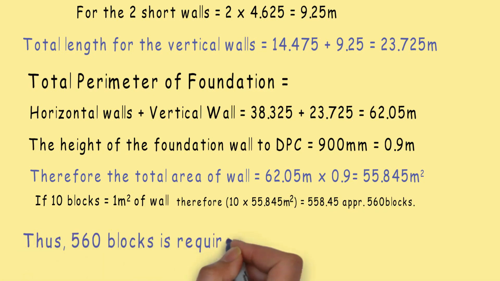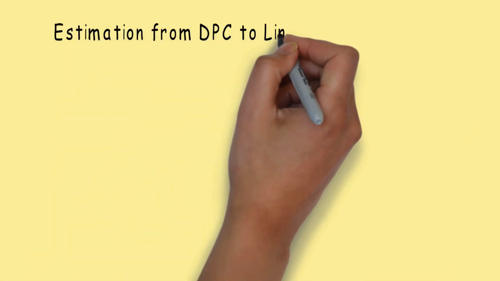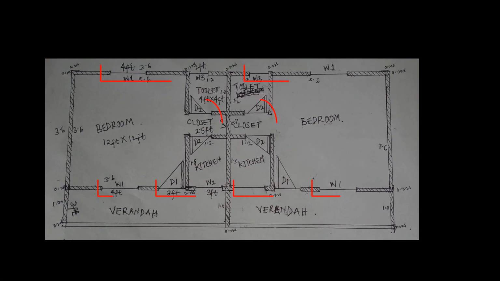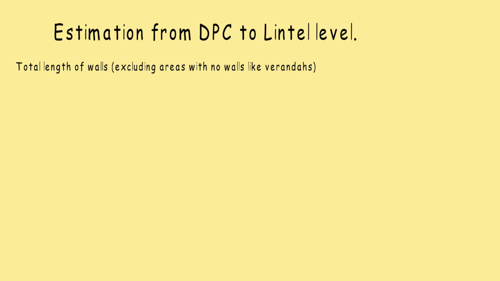DPC to lintel level now. At this stage, we will consider the effect of openings in the building, which includes the doors, windows, and other openings as specified in the drawing. The same process of calculating the total length of foundation perimeter is adopted, after which we subtract the area of the openings. Total length of wall excluding areas with no walls like verandas.